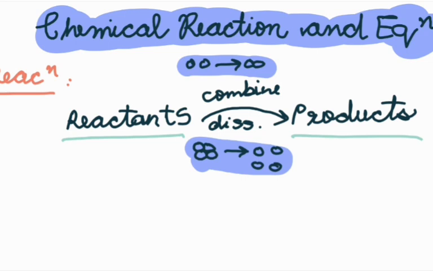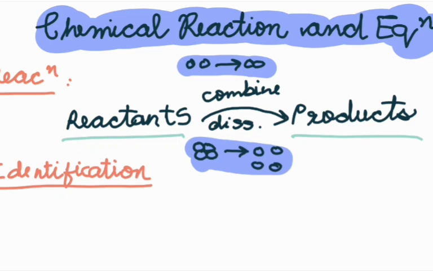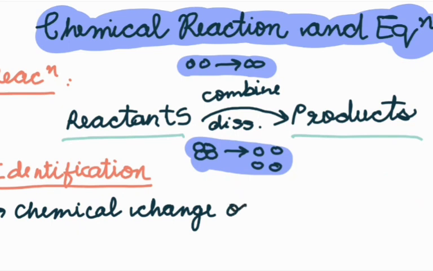Now after this we have the identification, that how can we identify whether a chemical reaction has taken place. So let us note the next heading: how to identify. What is the method of identification that a chemical reaction has taken place? This can be identified when any chemical change occurs. So when any chemical change occurs, you can easily identify that a chemical reaction has taken place.